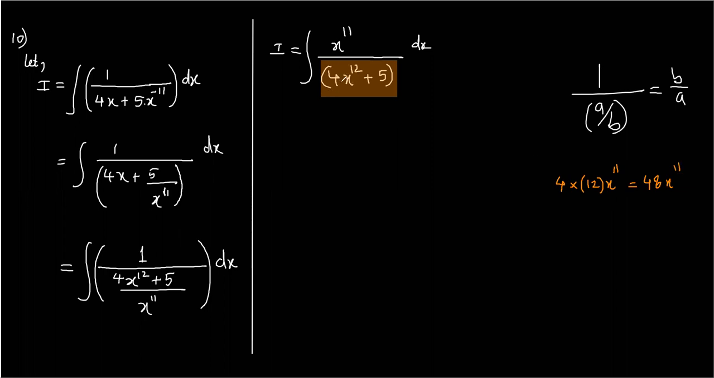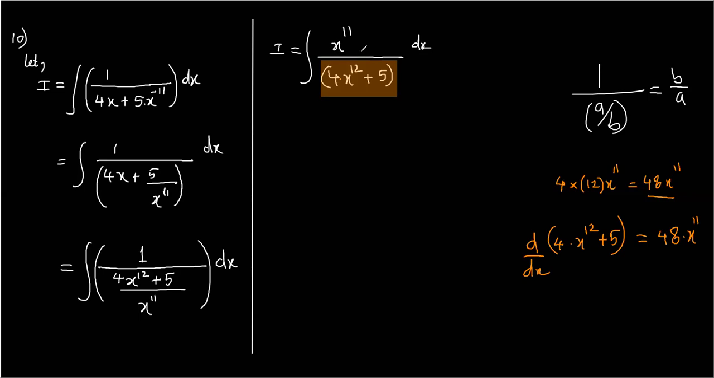So the derivative of 4 x raised to 12 is 48 x raised to 11. And what is the derivative of 5? The derivative of 5 is 0. So the derivative of 4 into x raised to 12 plus 5 is 48 times x raised to 11. But what we have in the numerator is only x raised to 11. So what will I have to do? I will have to multiply 48 here.